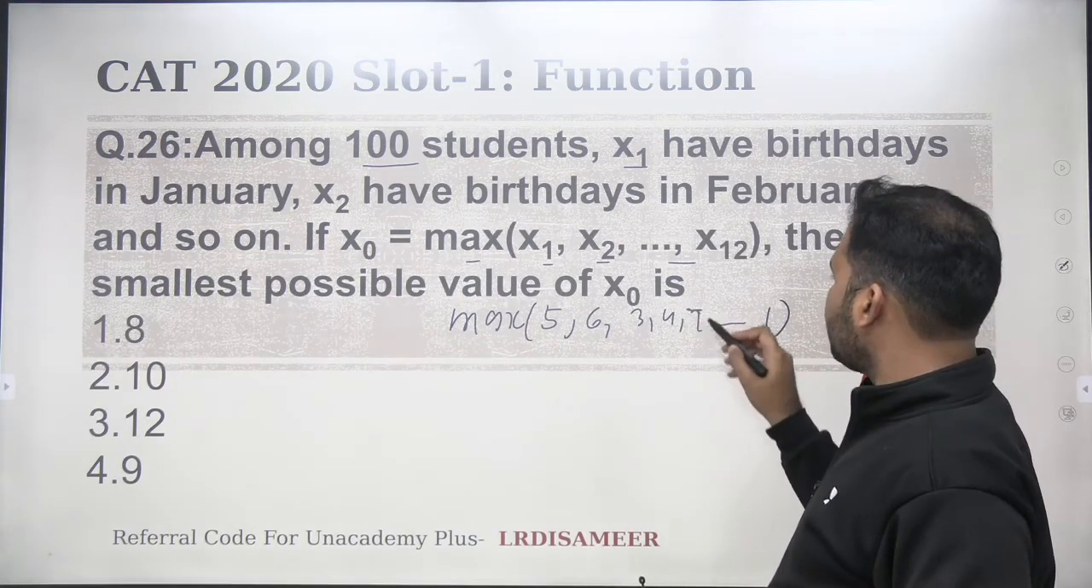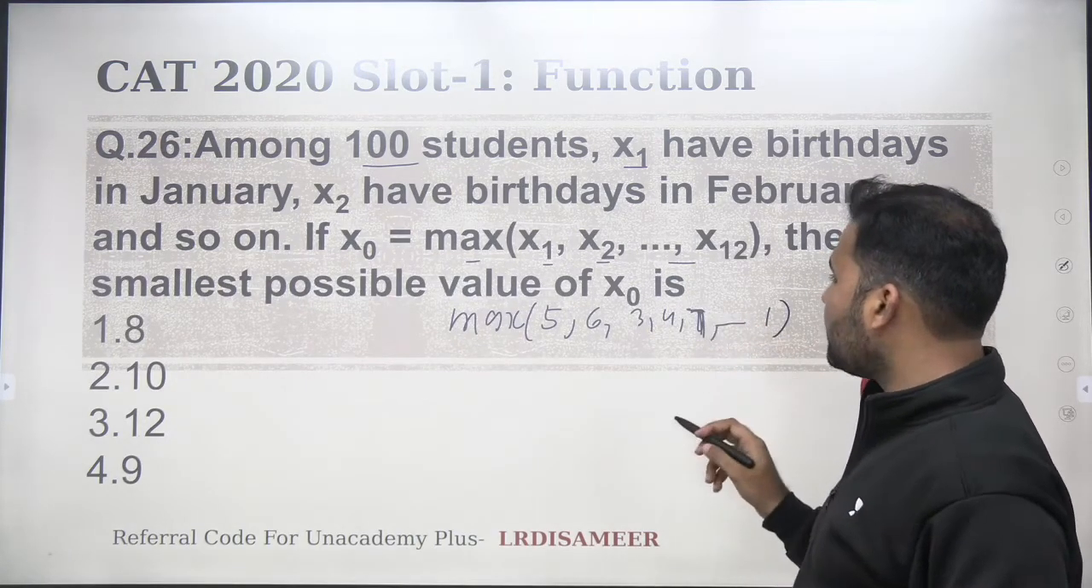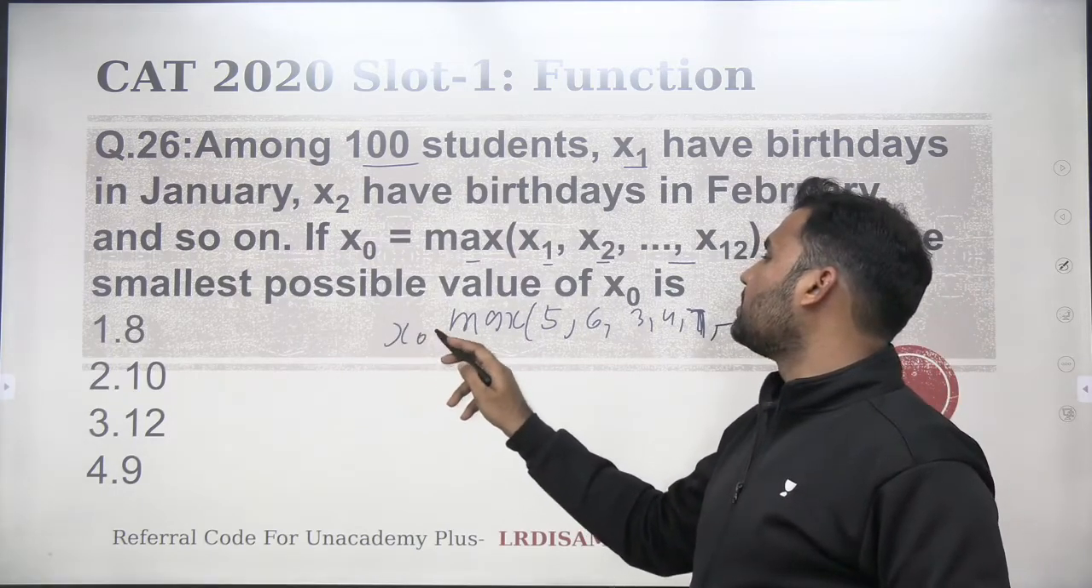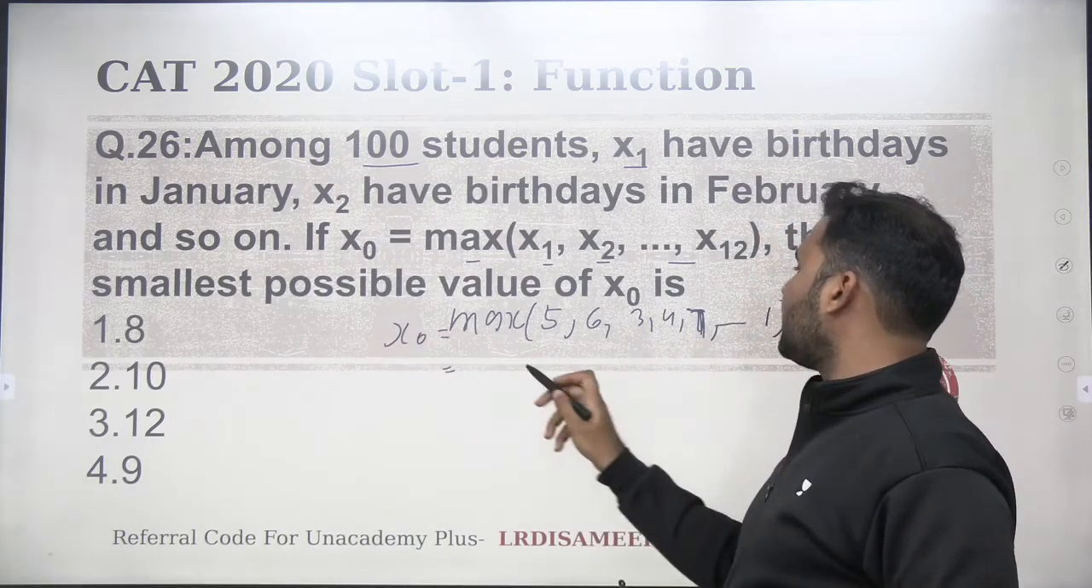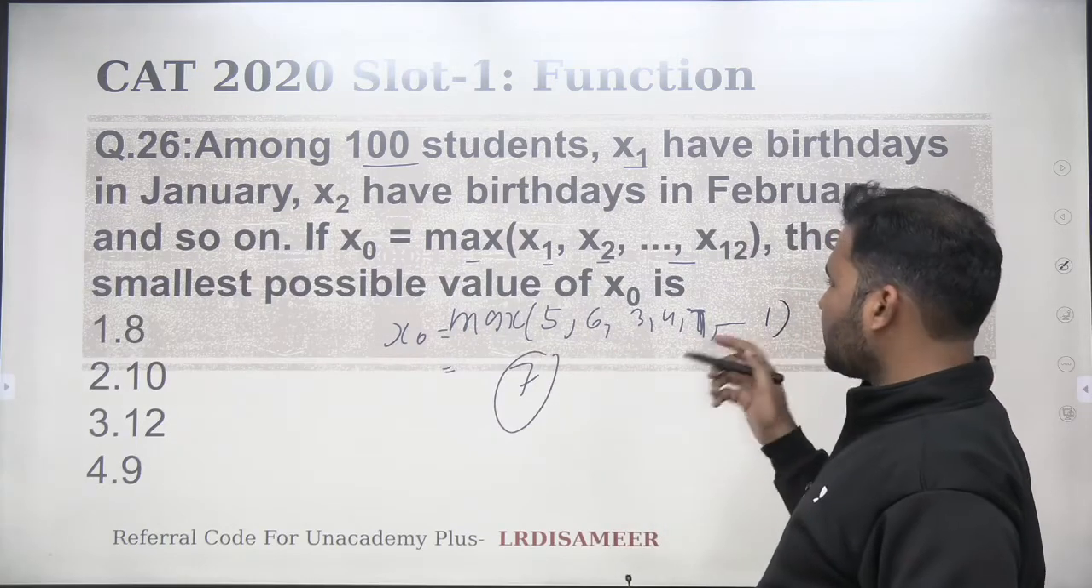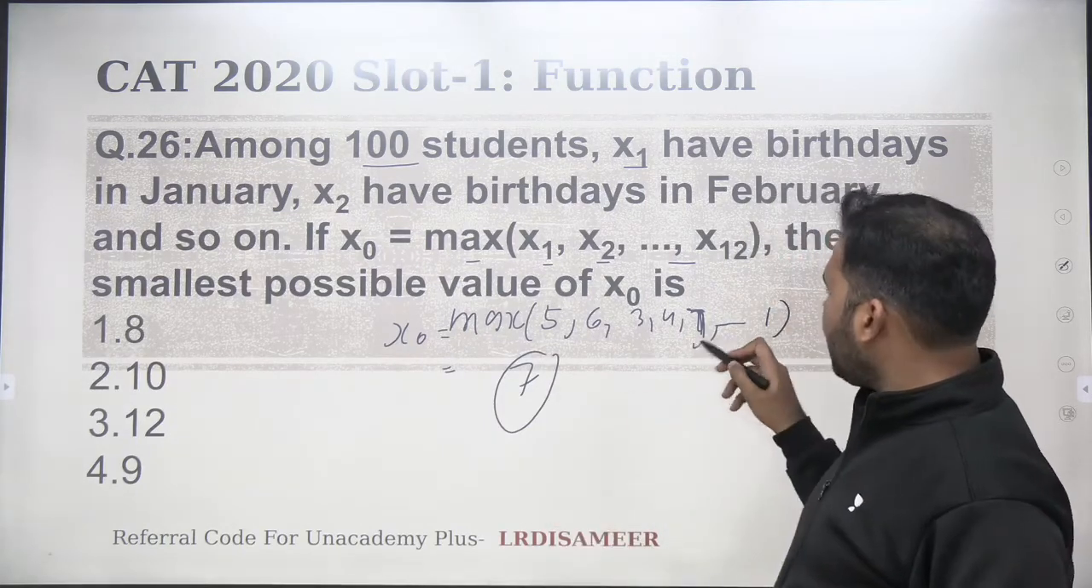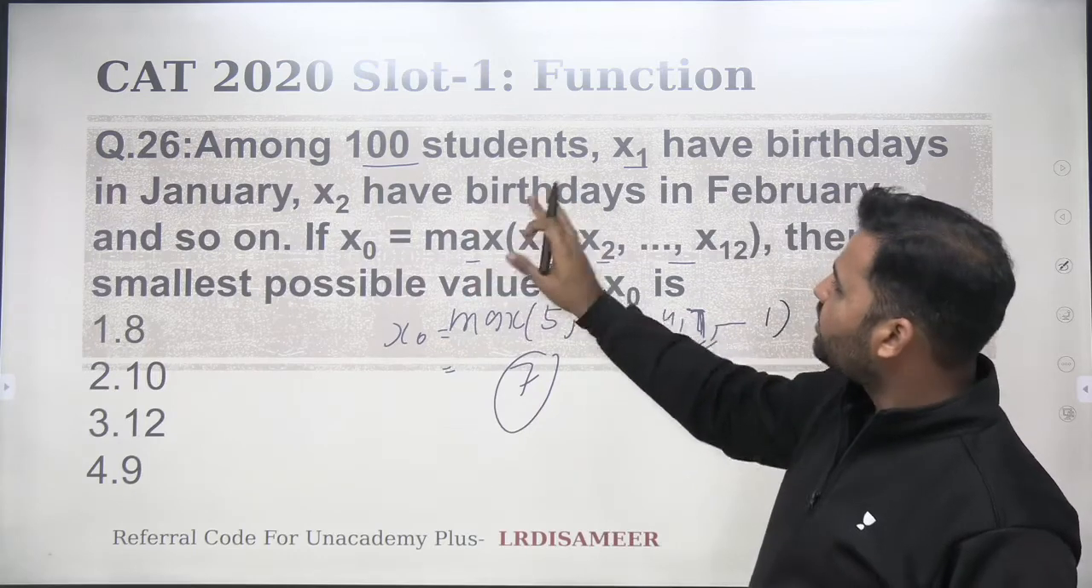Whatever is the maximum value, let's say 7 is the maximum value that has been used, the value of x0 will be the maximum of these values, which is 7, right? Let's say all of the rest of the values are less than 7, then the output would be 7. So this is how you're supposed to read this function.